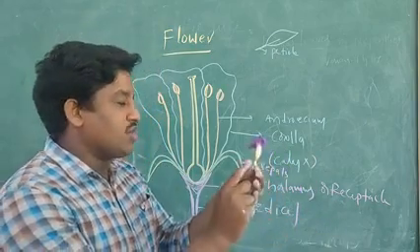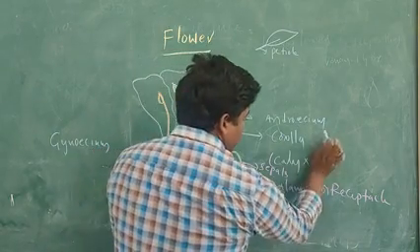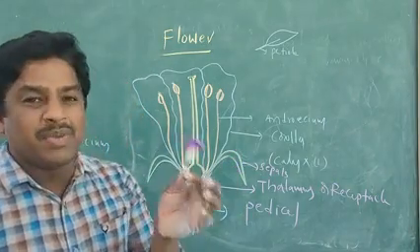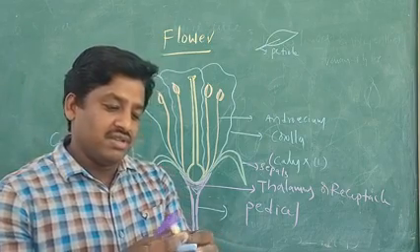So the outer circle, what do you call? Calyx. The calyx consisting of sepals. This is one. Next.